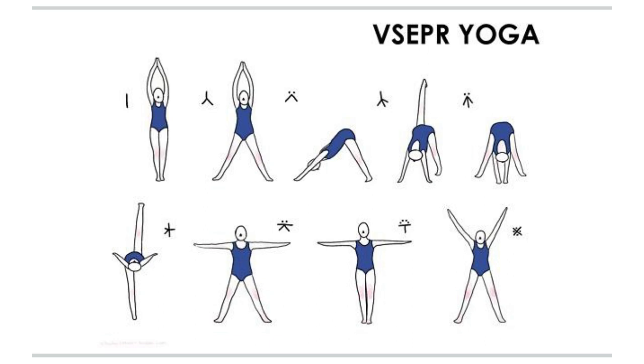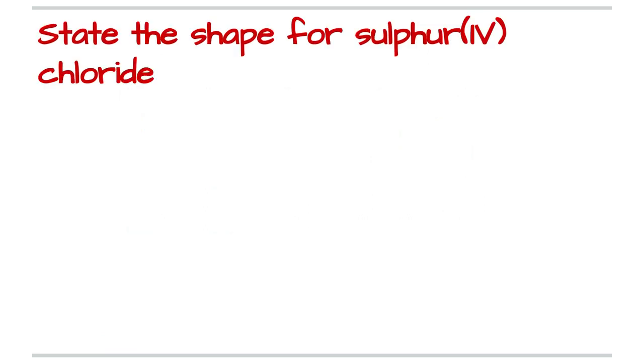Okay, all jokes aside, let's take a look at some examples. So let's look first at the shape of sulfur tetrachloride. When we're given this, we first need to know that sulfur tetrachloride is SCl4.